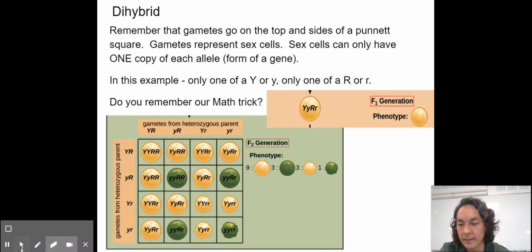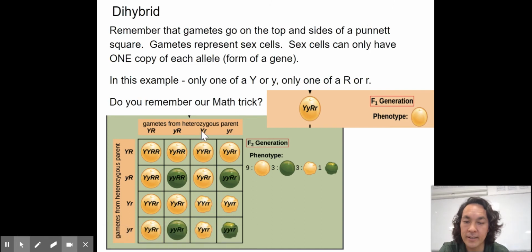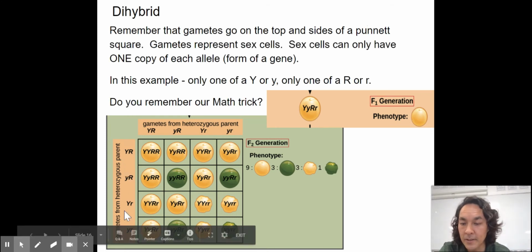Here's the important thing, students, as you're looking at this. Notice how these only have one version of each gene. They either have one Y or one R, and it could be a big Y or a little y, a big R or a little r. I saw some students struggle with this on their Jamboards, and we went over it a couple times to hopefully clarify that.